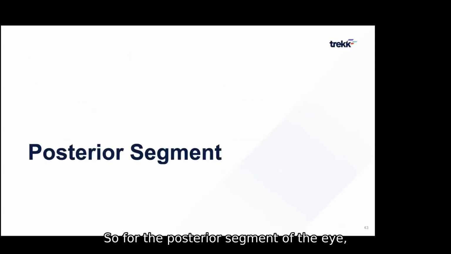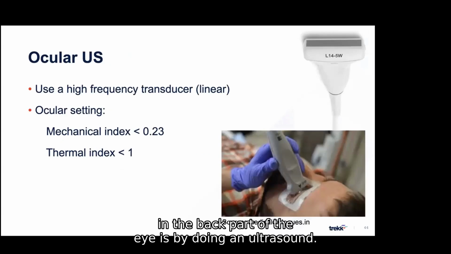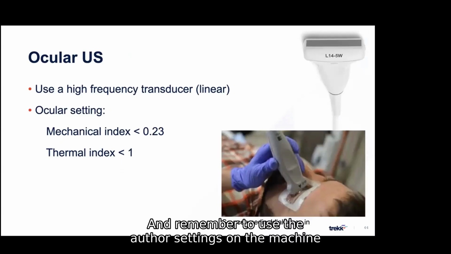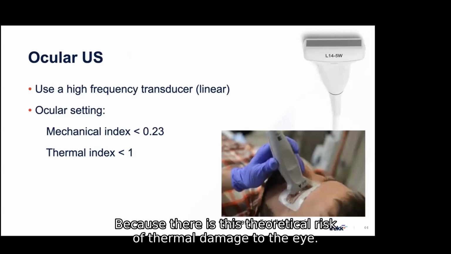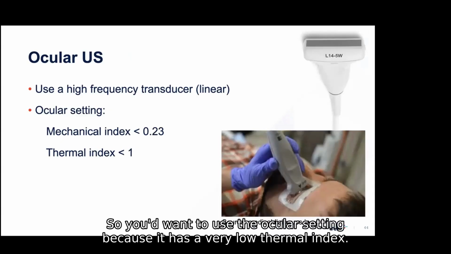So for the posterior segment of the eye, really the best way to be able to see what's going on in the back part of the eye is by doing an ultrasound. You'd want to use a linear probe, and remember to use the ocular settings on the machine, because there is this theoretical risk of thermal damage to the eye. It's never been documented, but it's a theoretical risk. So you'd want to use the ocular setting because it has a very low thermal index.